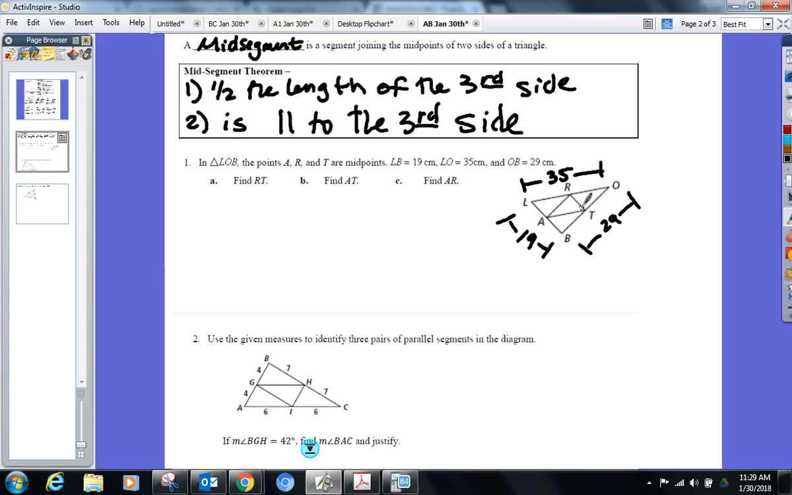RT, that's a mid-segment. It's half of its third side. What's its third side in this case? Which is how long? So I'm going to take half of 19. Everyone's seeing half of the third side. And Will, half of 19? 9.5. All right. Everyone see why we're taking half of 19 and not any of the other values? The third side. All right, let's go to AT.